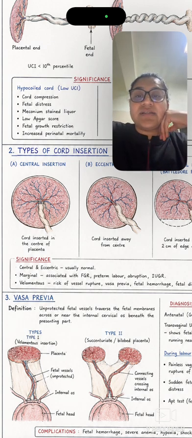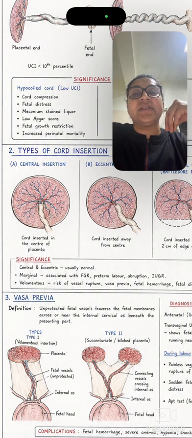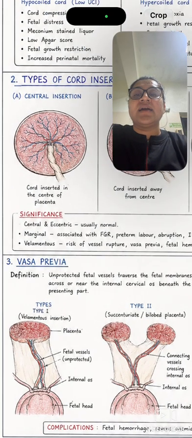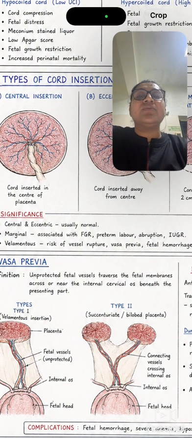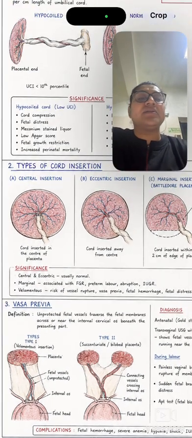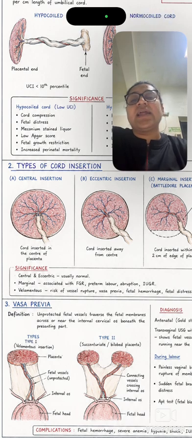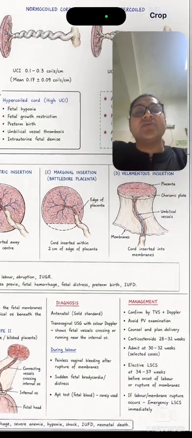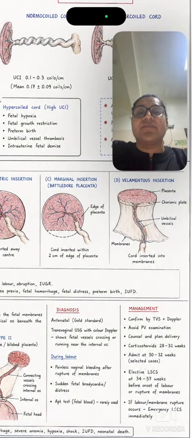Definition is: unprotected fetal vessels traversing the fetal membranes across or near the internal cervical os beneath the presenting part. As you can see, this is the fetal head, these are the membranes, and these vessels come inside the membrane, traverse through the membranes and then attach to the placenta. There are two types of this filamentous insertion, type 1 and type 2. In type 2, there is a succenturiate or bilobed placenta.